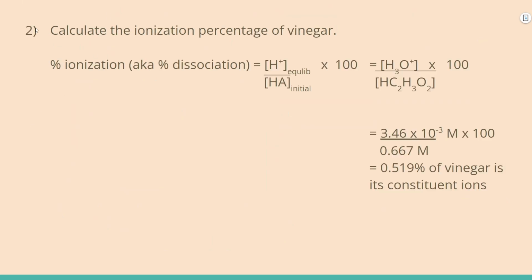So the second part was calculating the ionization percentage of vinegar. And so we go ahead and plug into our formula that was given earlier. So we have our equilibrium H3O plus, and then our initial weak acid. And so I put the ions here so you know which one is which. And then I just plug in the values here. And then we see this amount of vinegar is its constituent ions, the ions that form vinegar.